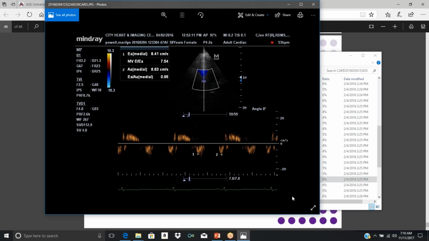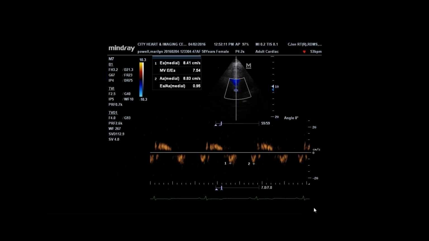All right, so this is tissue Doppler. This is very important because our next topic is going to be the evaluation of diastolic function and dysfunction. So this is the root of assessing diastolic function.